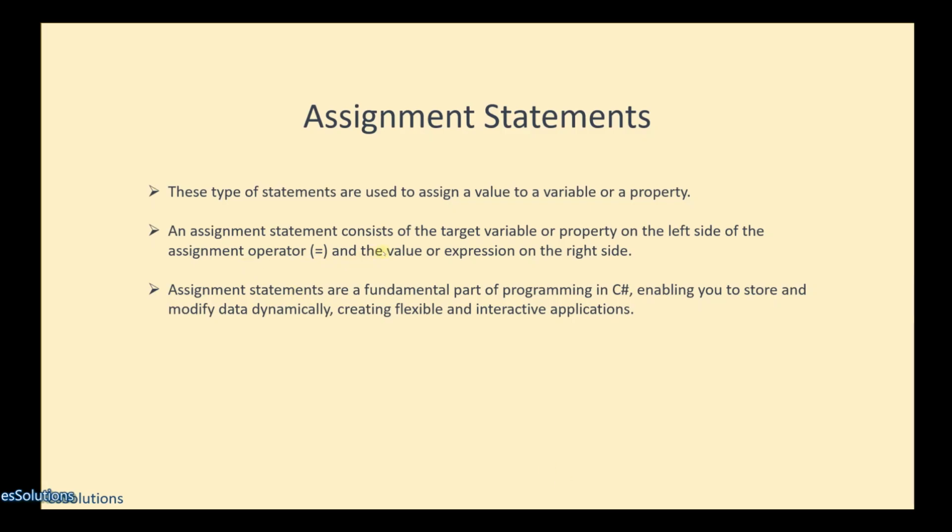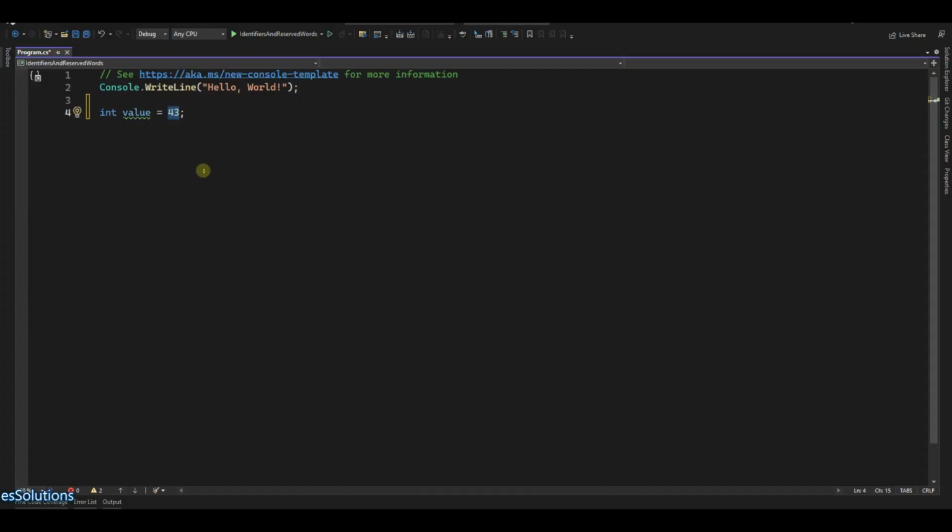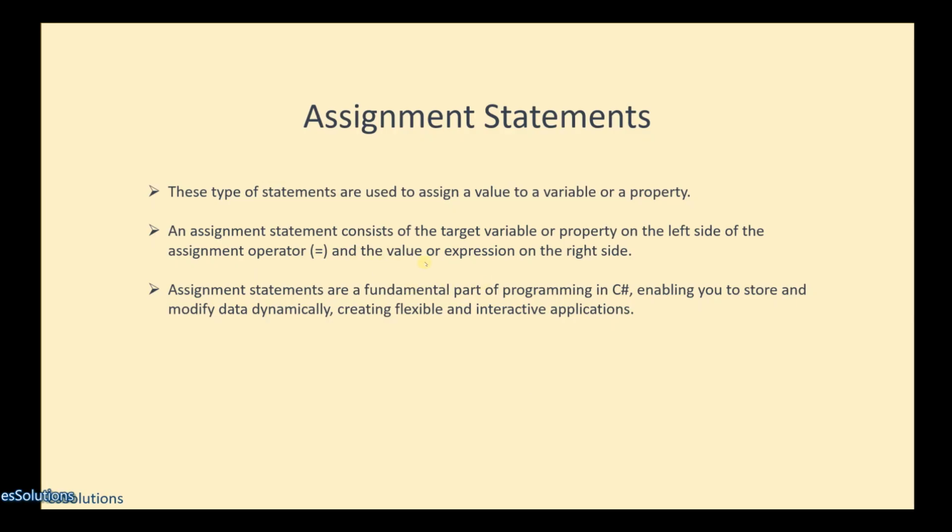An assignment statement consists of the target variable or property on the left side of the assignment operator, and the assignment operator is the equal to symbol. That is what you saw here. So when you see an equal to and you see a value here, it is going to be an assignment statement, and the value or expression is on the right side. So when you find something is equal to something, that is usually an assignment statement.